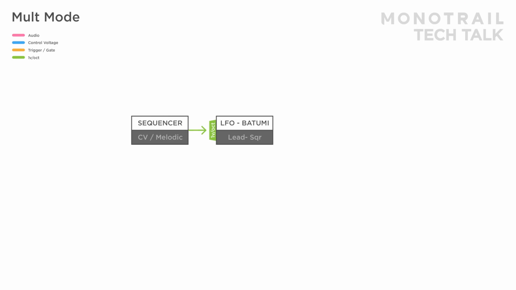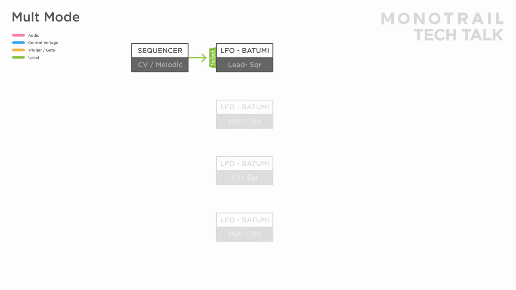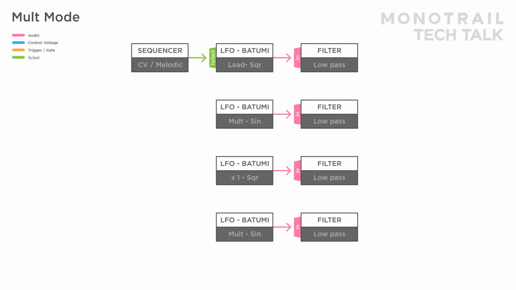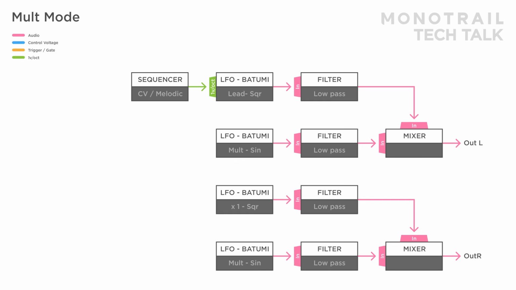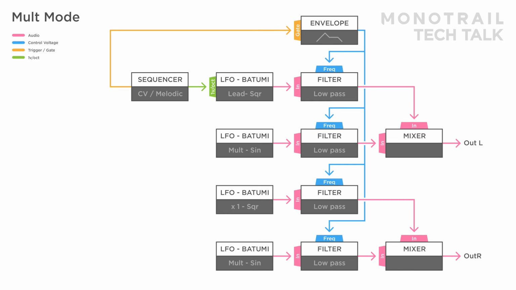It's fun to experiment with audio rates in all modes. Here, a sequencer is tuning the lead oscillator with the 3 others in Mult mode, which means they follow the tuning of the first. Each is sent through a low-pass filter and pairs are mixed to create a stereo output. The sequencer is gating an ADSR, modulating all filters at the same time.